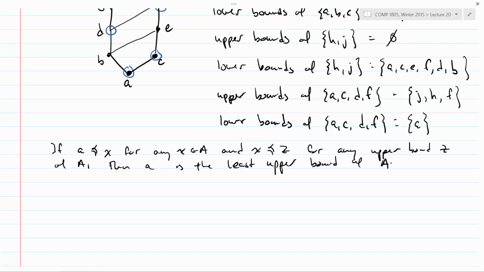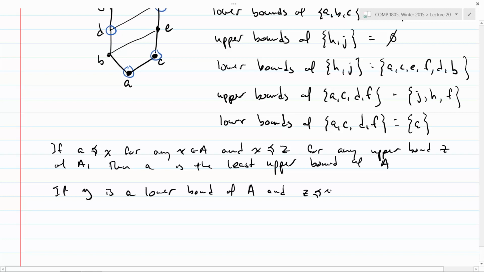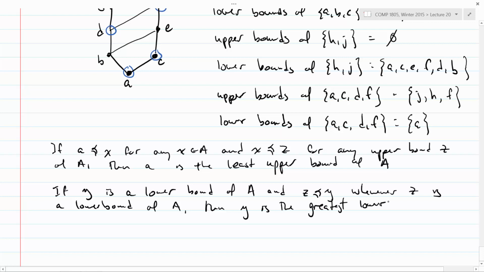And again, this is a situation where the definition is really ugly, but what's happening is fairly straightforward. So I'm going to do the other one, and then I'll show you some examples, and hopefully that'll make it easier. So if Y is a lower bound of A, and Z is less than or equal to Y, whenever Z is a lower bound of A, then Y is the greatest lower bound of A. Again, really ugly.